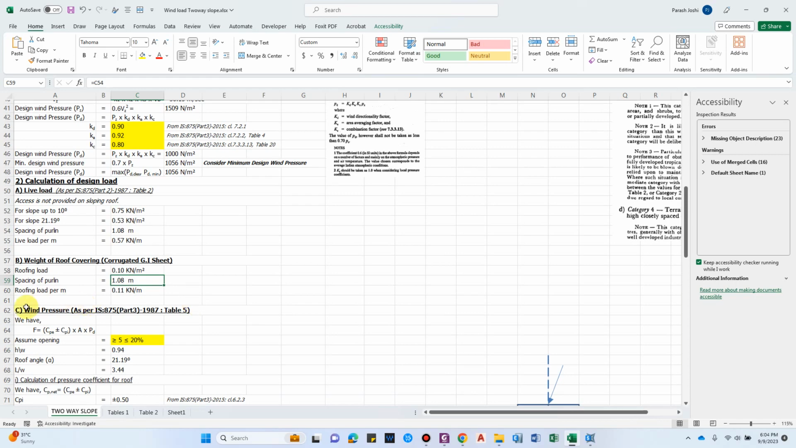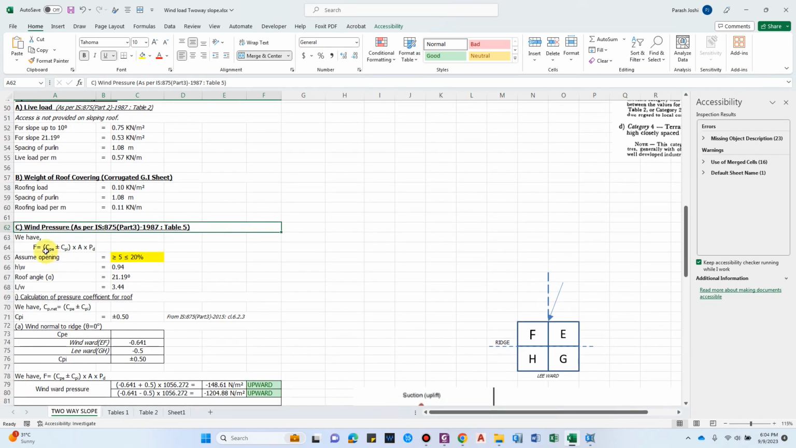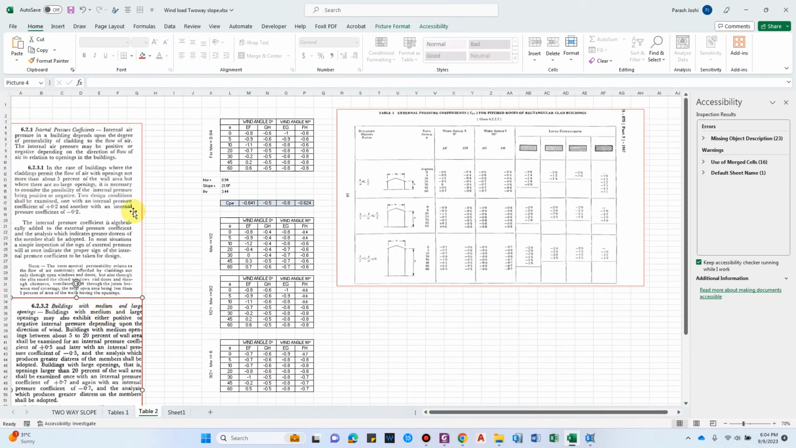Then we have wind pressure as per IS 875, which says F is equal to (CPE plus minus CPI) into A into PD. CPE and CPI are the external and internal pressure coefficients, and the internal pressure coefficient basically depends upon the openings. If we see from the clause as well, internal air pressure in a building depends upon the degree of permeability of cladding to the flow of air.